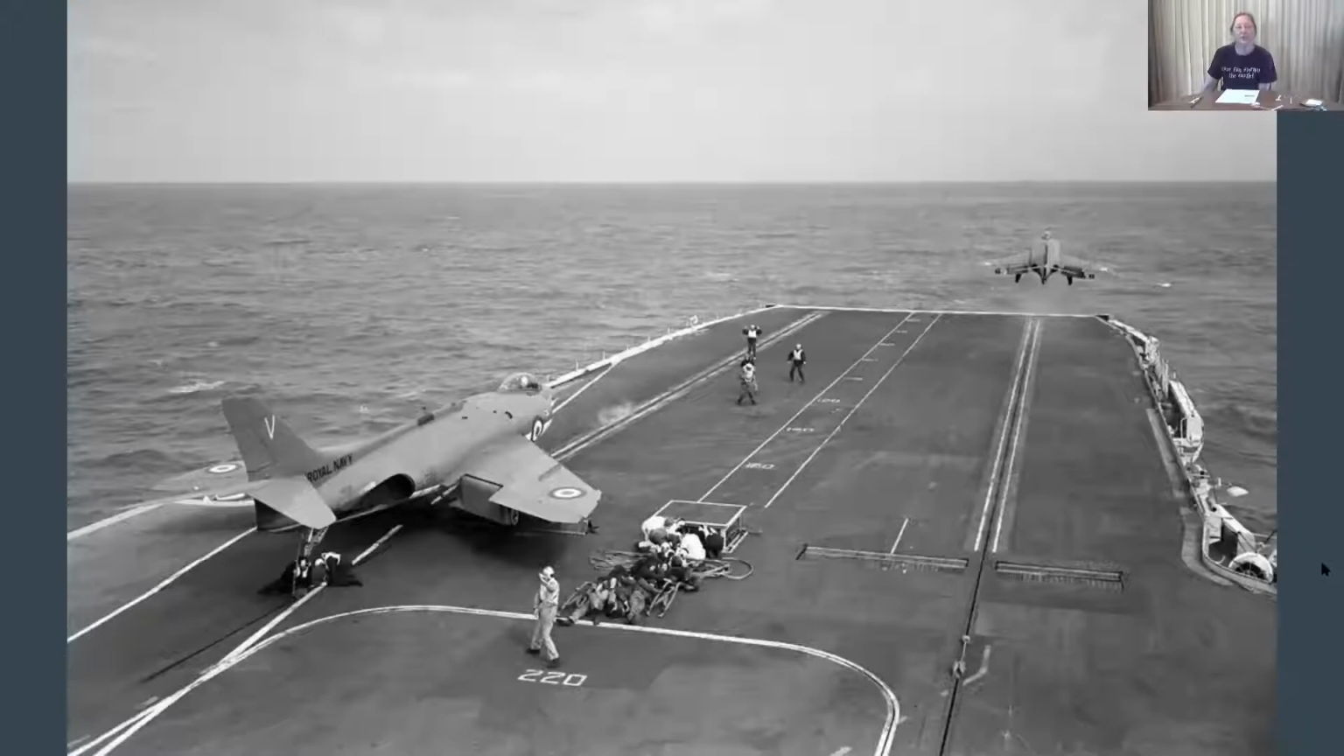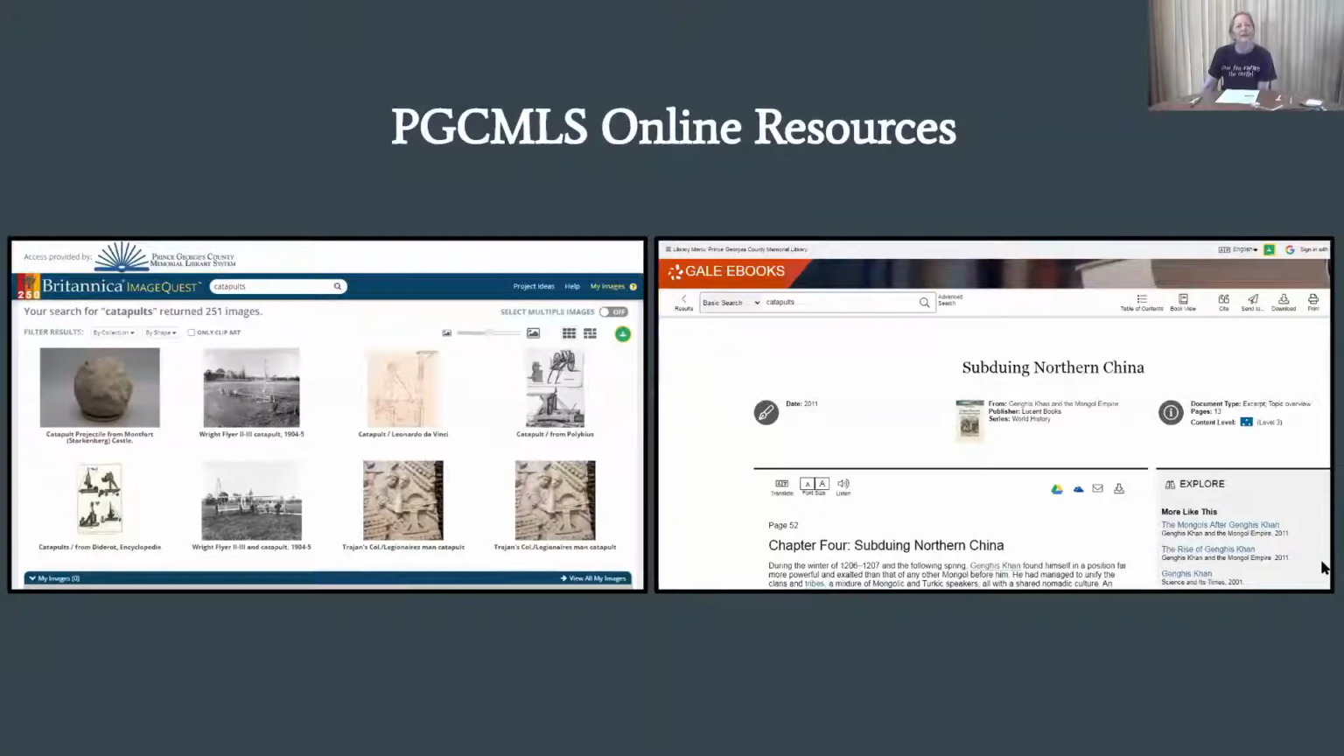And today we still use catapults. This picture shows airplanes on an aircraft carrier. Aircraft carriers use catapults to help shoot the planes off the aircraft carriers because they have very short runways, so they need much more force to become airborne. And as I said, I found some of this information on our online resources, so I hope you'll check them out. I used both Britannica ImageQuest and Gale eBooks to research some information about the history of catapults.